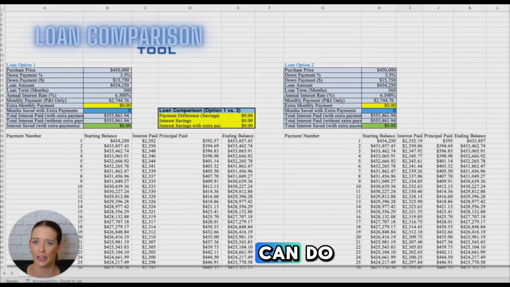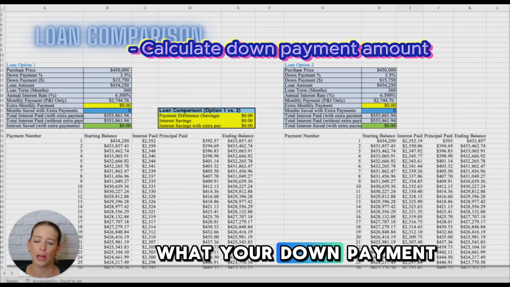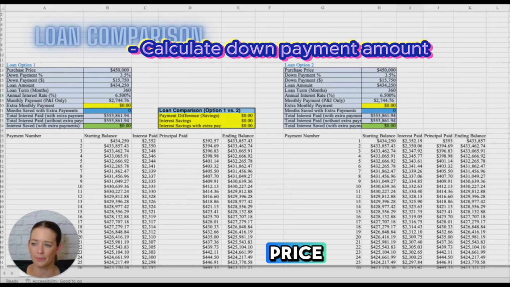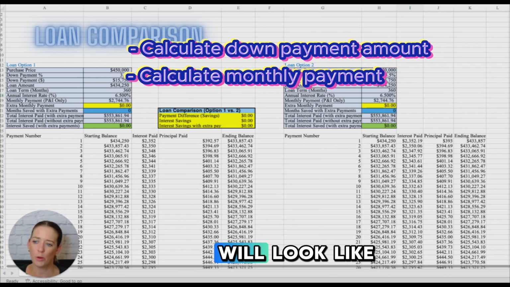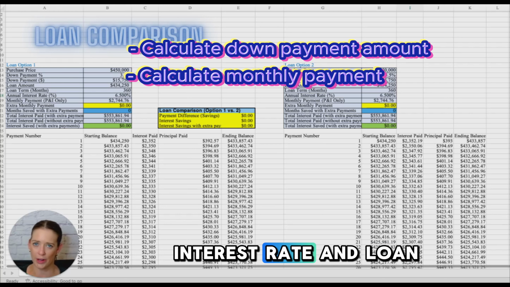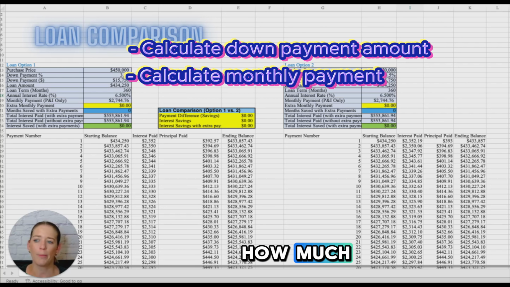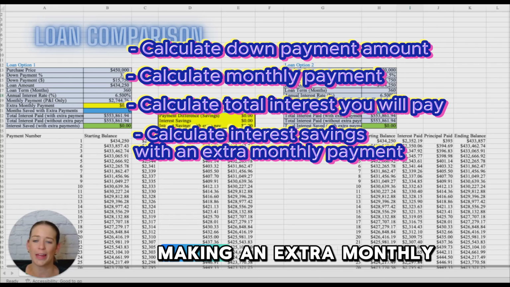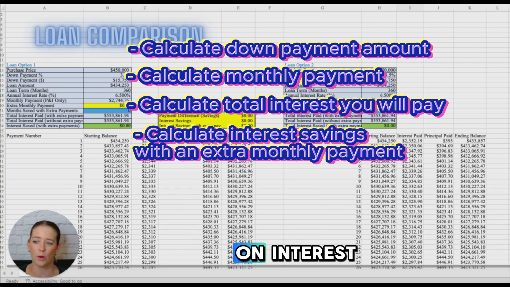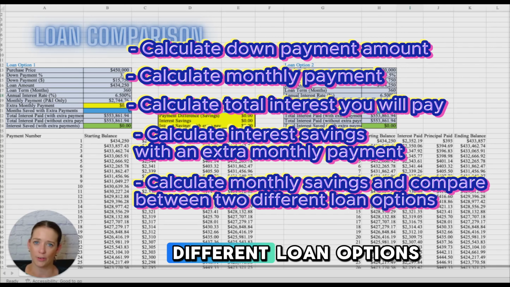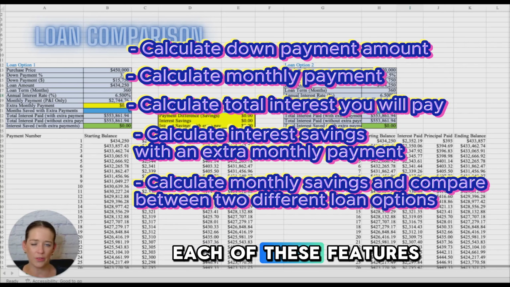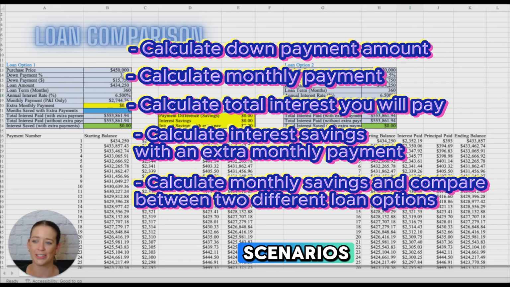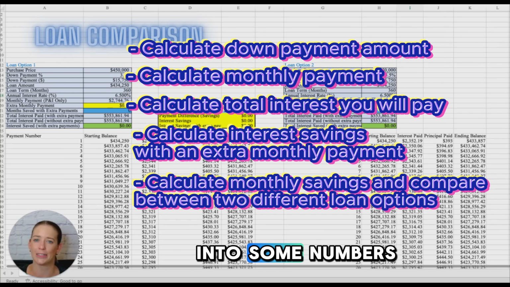Here's what this calculator can do. It can show you what your down payment will look like based on a purchase price. It can show you what your monthly payment will look like based on a specific interest rate and loan term. It can show you how much interest you'll pay over the life of your loan. It will show you how much making an extra monthly payment will save you on interest and the loan term over the life of your loan. And it'll also show you a comparison between different loan options. So I'll go through each of these features with you as well as different scenarios to show you how you can really dig into some numbers.